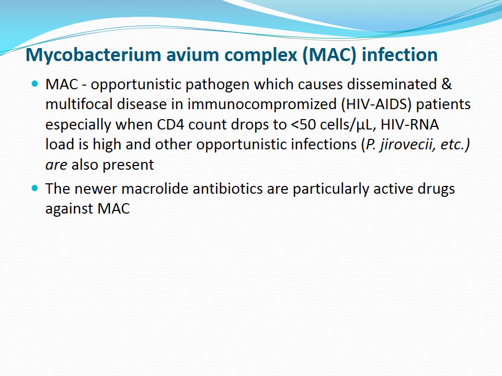So MAC infection is common in HIV or AIDS patients, especially when the CD4 cell count drops to less than 50 cells per microliter. Second, when the HIV RNA load is high. And third, when there are other opportunistic infections like Pneumocystis jirovecii or candidiasis or other fungal infections present. So there are high chances of Mycobacterium avium intracellulare complex infection in HIV patients in these conditions.